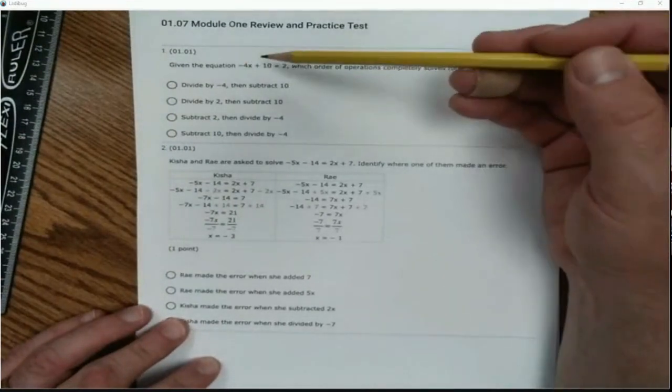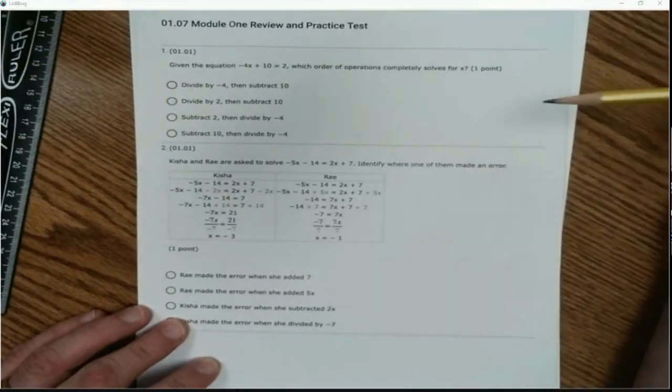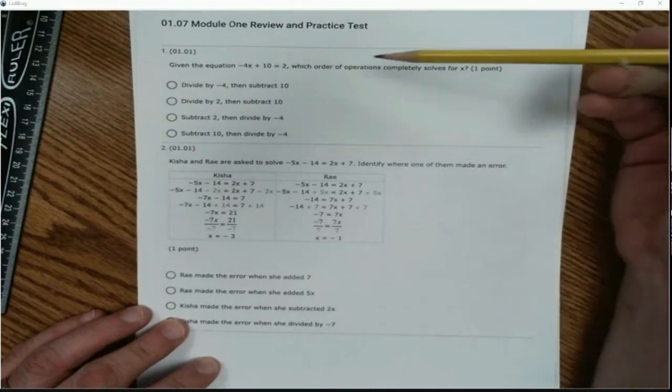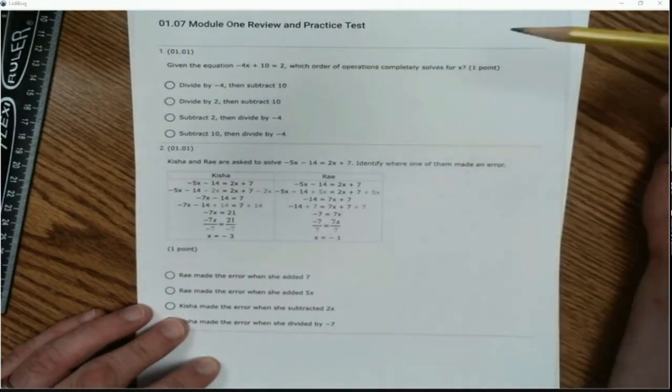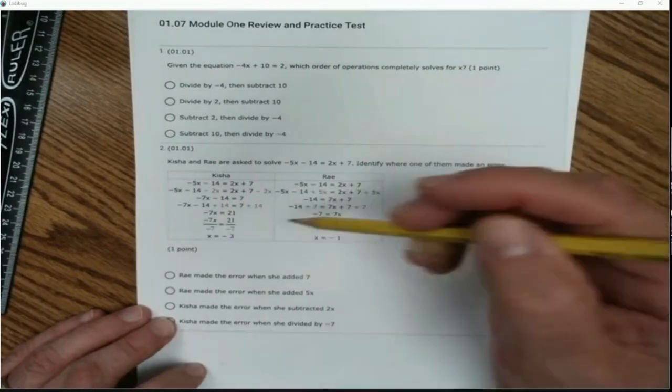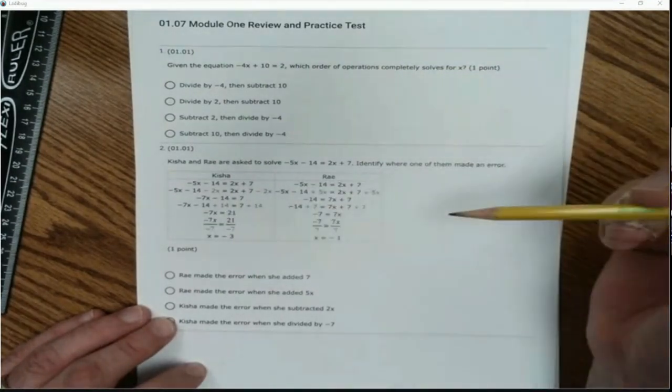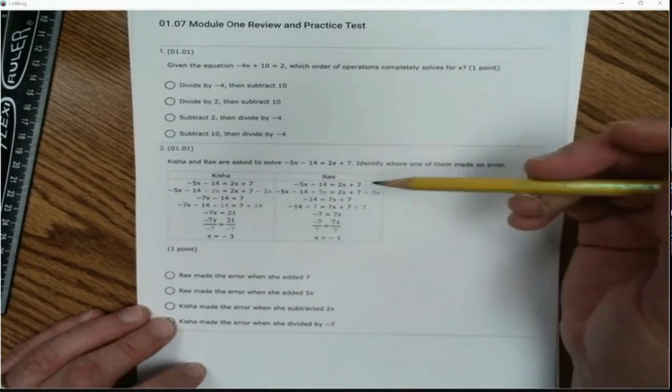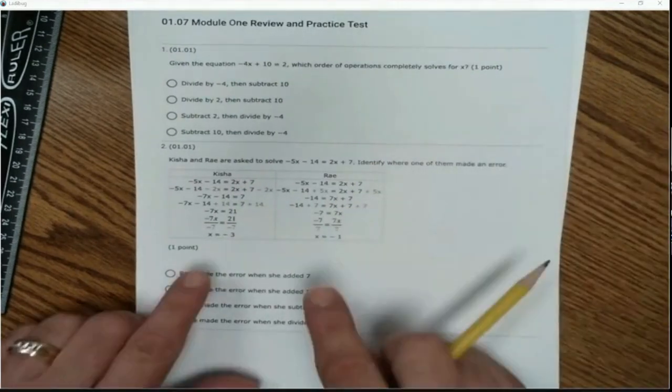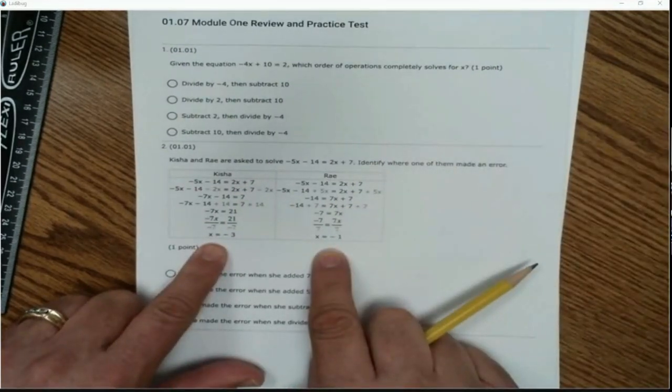Given the equation, here's an equation. Which order of operations solves for x? So it just asks you the order of operations. What do you do first with that? Here's 2 people working an equation, trying to solve that. And which one made the mistake? They came up with 2 different answers, and they had the exact same equations.